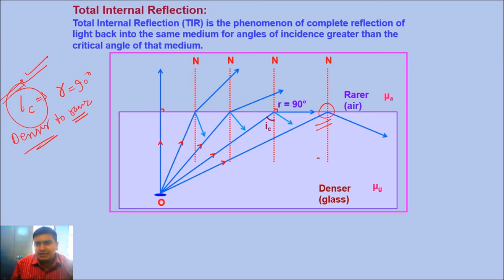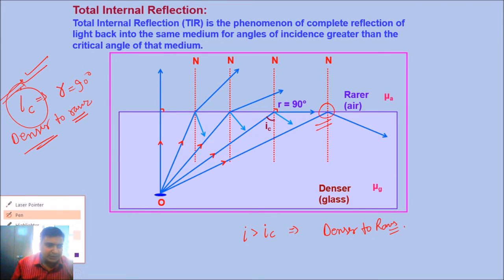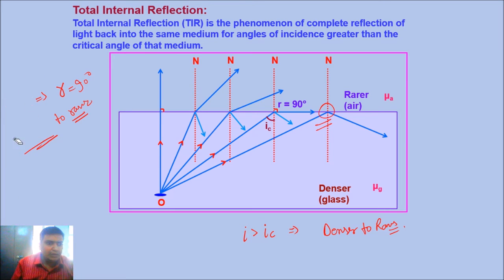So what are the essential conditions? There are two essential conditions: the incident angle must be greater than IC, the critical angle of the medium, and light must go from denser to rarer medium. These are the two major essential conditions for total internal reflection.